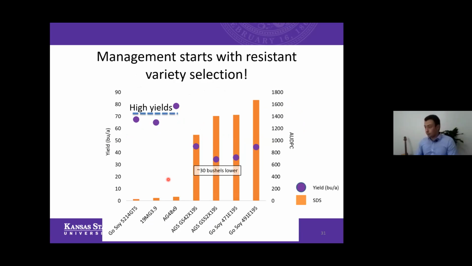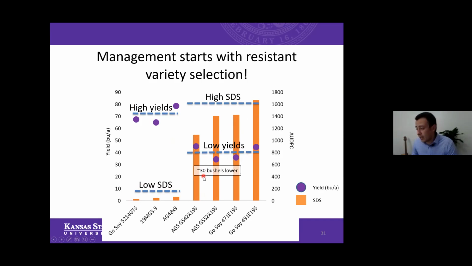And just to show you how management starts right now, right before planting, here we have yield on this y-axis. And at the bottom here, I have different varieties. If we look at these first three varieties here, the orange is disease and the purple is yield. So we see here I have high yields and low SDS, low disease. When we look at the last four varieties, I have high SDS, my orange bars are very high, and my yield, the purple ones here, is low.